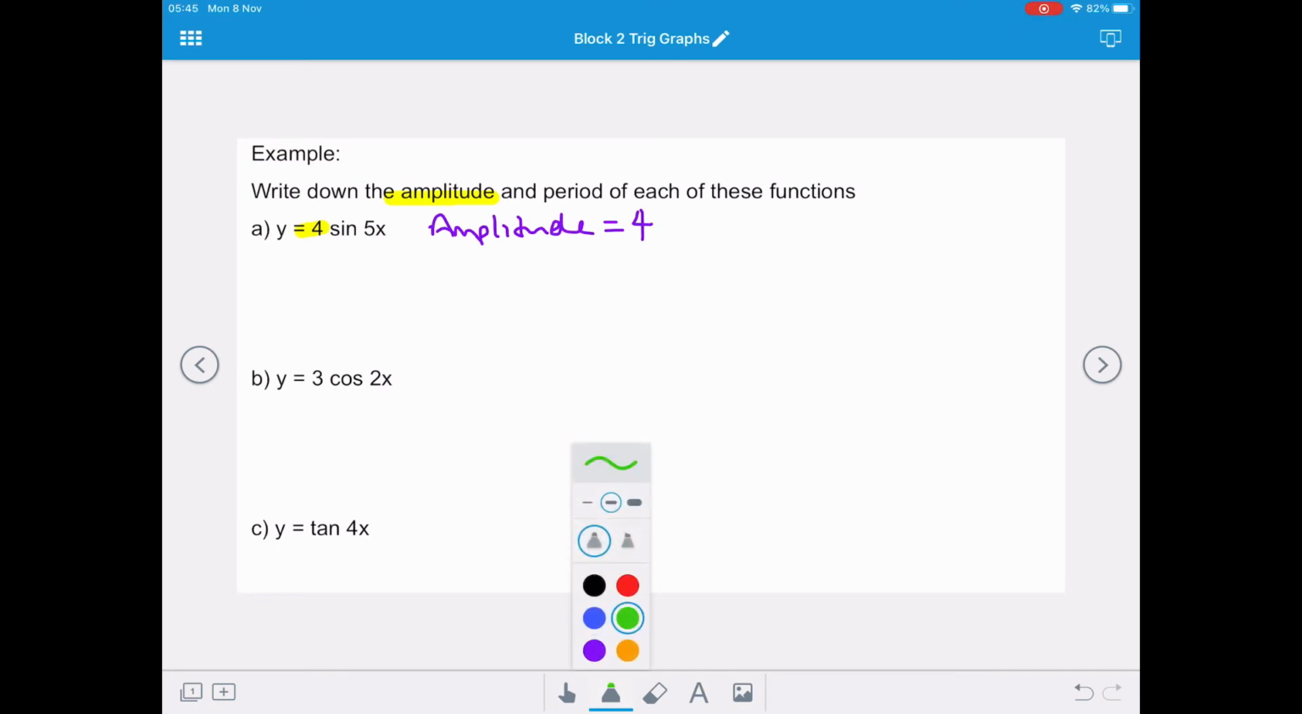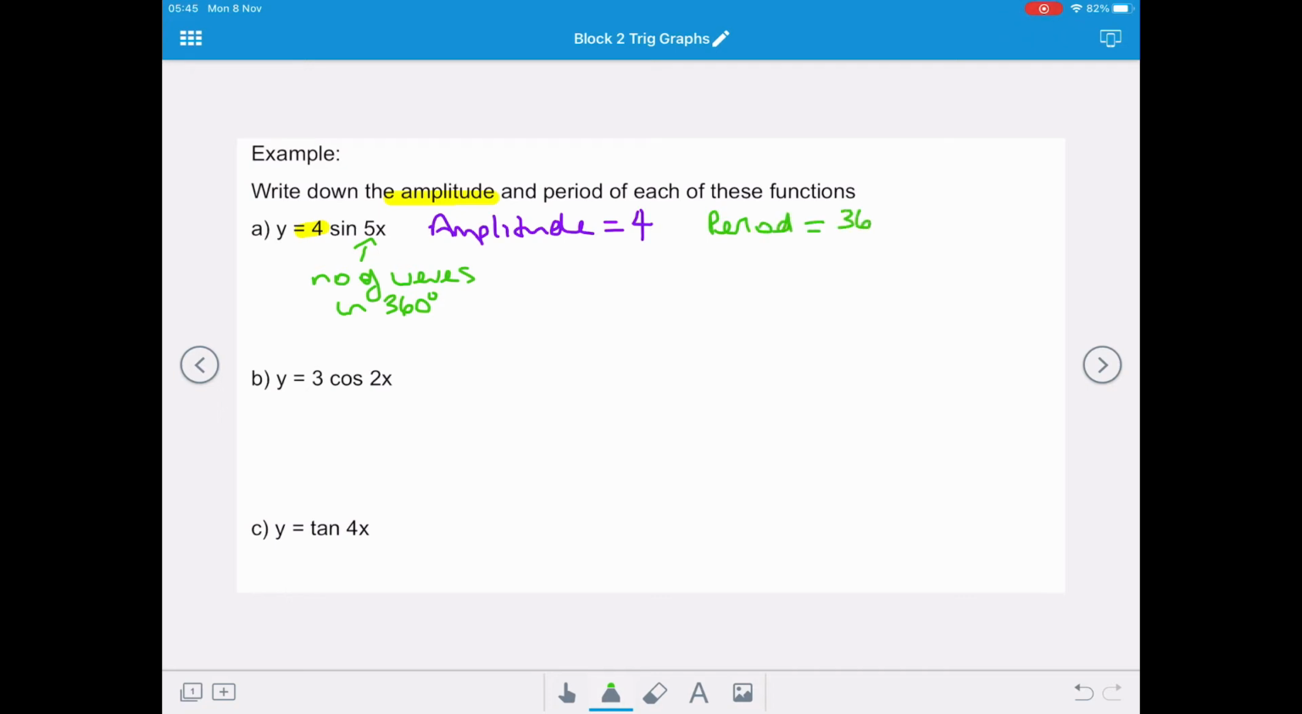And in order to determine the period of a function, we're using the 5 because this is the number of waves that we would have between 0 and 360. And so in order to determine the period of one of those waves, we're going to take 360 and divide that by 5, giving us a period for y equals 4 sine 5x of 72 degrees.